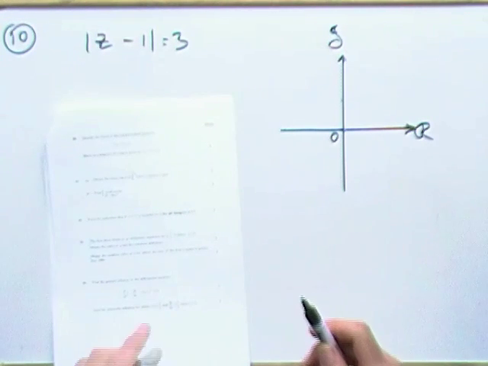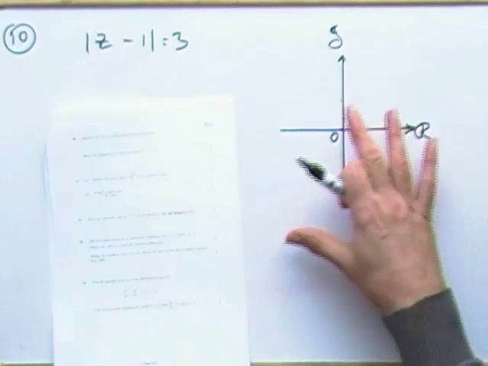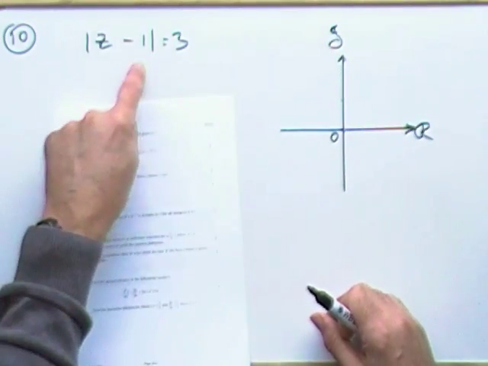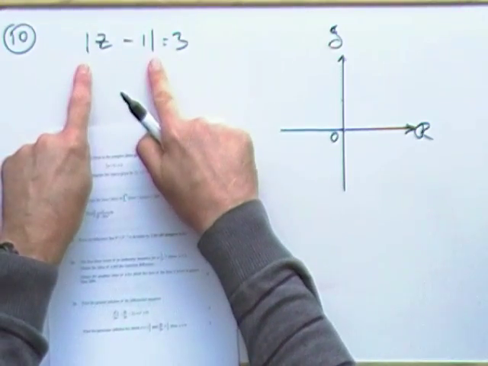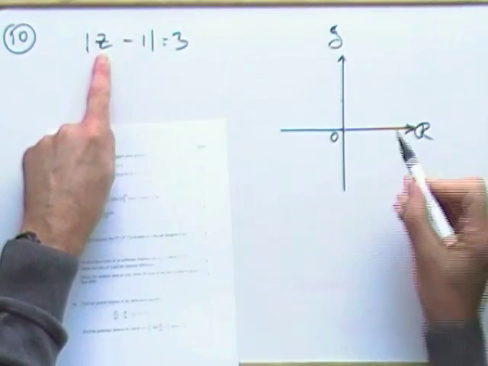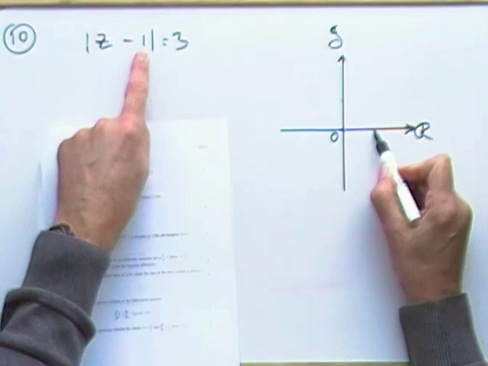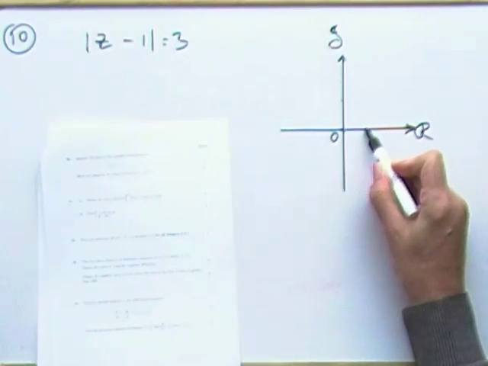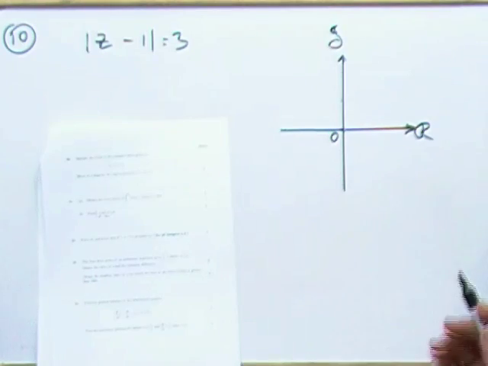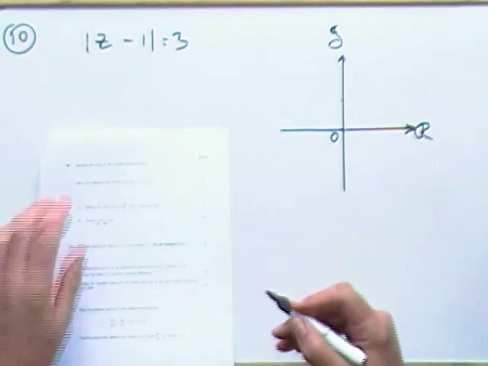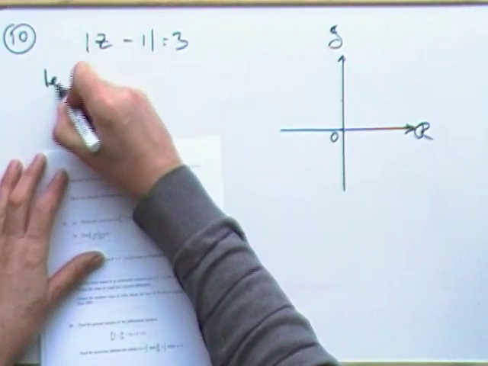Number 10. Identify the locus, or the allowed positions, of this expression here, which means the distance between the number z and the number 1 is always going to be 3. Well, that's just going to form a circle then of radius 3 about the number 1. That's it identified. Well, I suppose we'll have to do more than that.